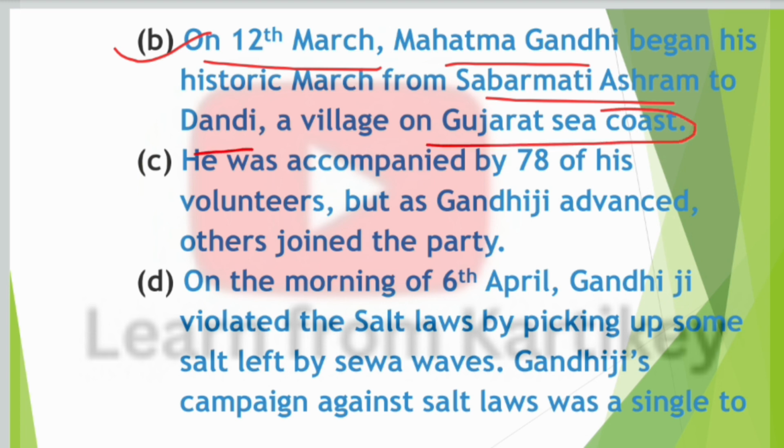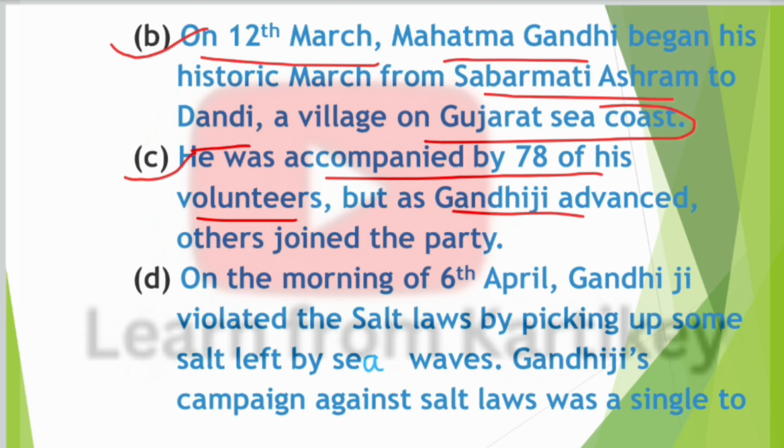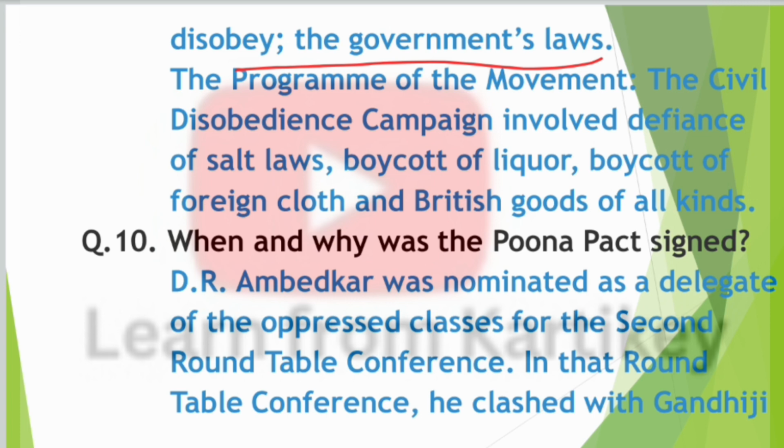Third point: he was accompanied by 78 of his volunteers, but as Gandhiji advanced, others joined the party. Fourth point: on the morning of 6th April, Gandhiji violated the salt law by picking up some salt left by sea waves. Gandhiji's campaign against the salt law was a signal to disobey the government's laws. The program of the civil disobedience campaign involved defiance of the salt law, boycott of liquor, boycott of foreign cloth and British goods of all kinds.